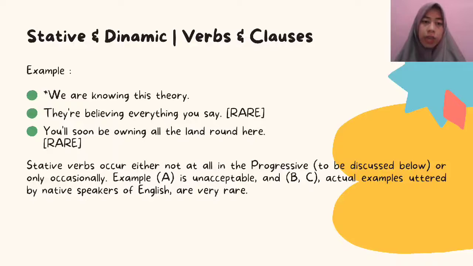Example 2. A. We are knowing this theory. B. They're believing everything you say. It is rare. C. You'll soon be owning all the land around here. It is rare. Stative verbs occur either not at all in the progressive, or only occasionally. Example A is unacceptable, and for B and C, actual examples uttered by native speakers of English are very rare.